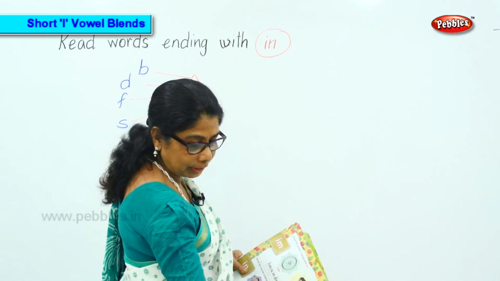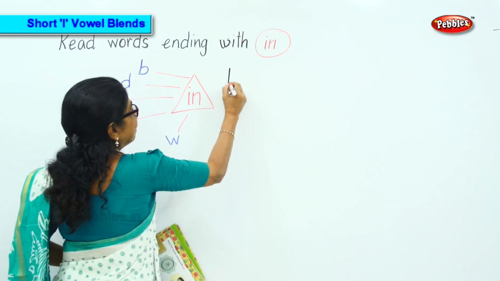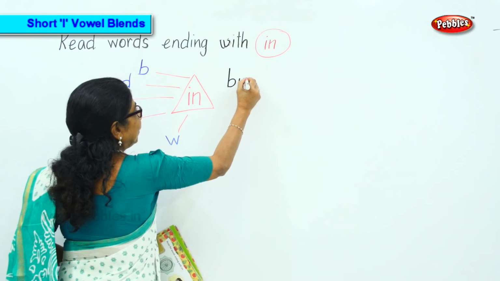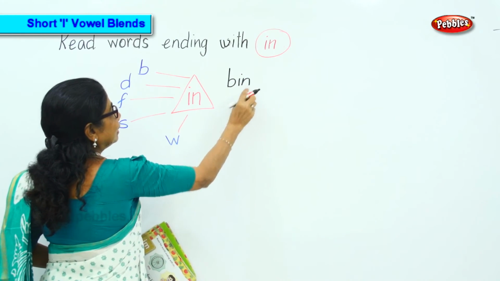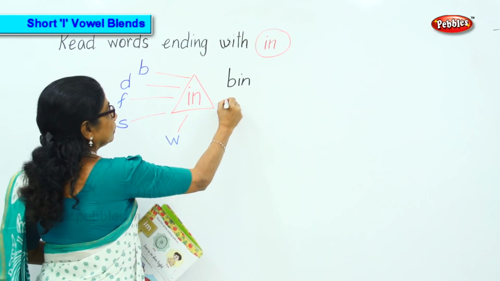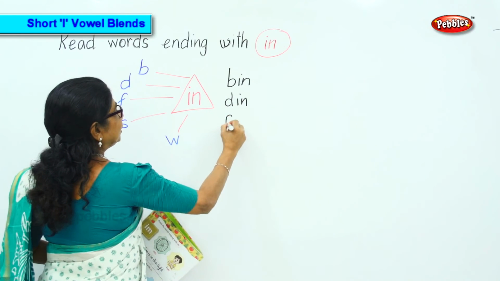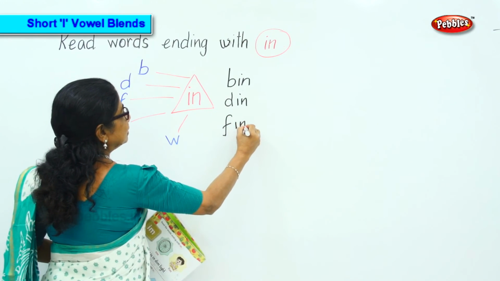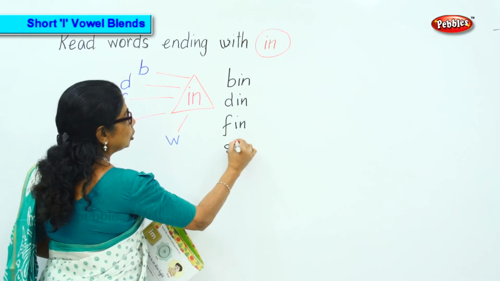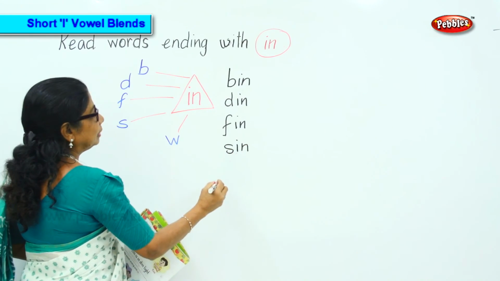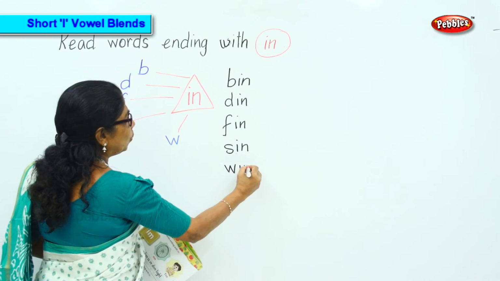Okay, let's make the words. Let's write it out. In bin. Put the paper in the bin. Din. Fin. Fish has fins. Sin. When you are naughty, you say, no, you are not supposed to do what you ought not to do. Then you say, you are committing a sin. Win. We are all winners.